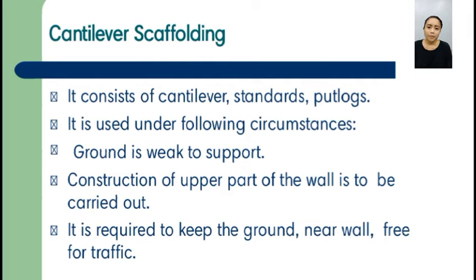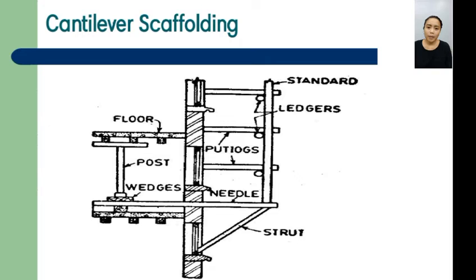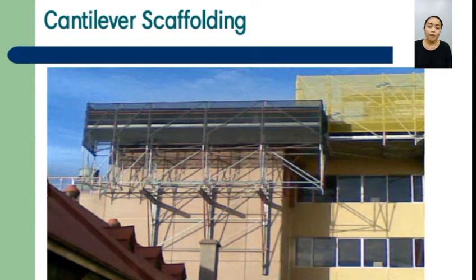It is required to keep the ground near the wall free for traffic. For the construction of the upper part of a tall residential building, cantilever scaffolding eliminates unwanted scaffolding at lower levels, keeping the space free for vehicles. It is similar to the double scaffold, except that it is supported at the bottom by a cantilever prop.